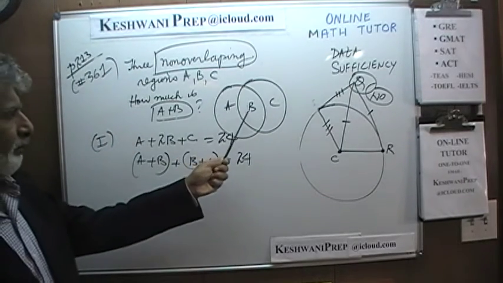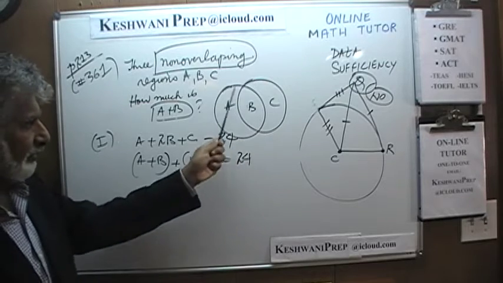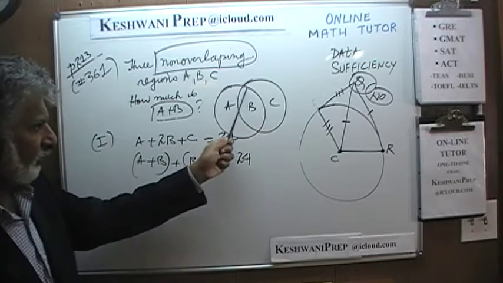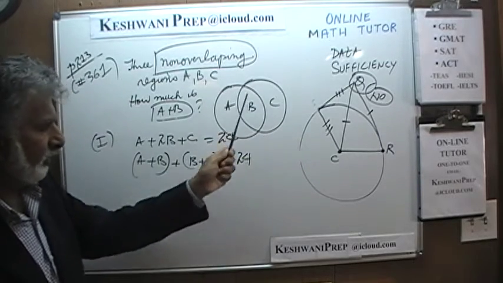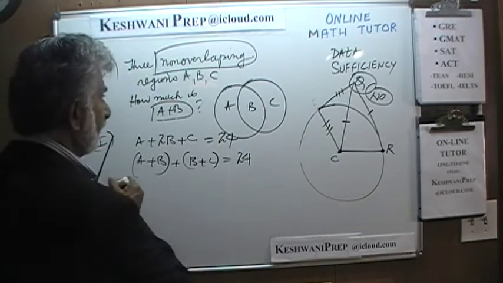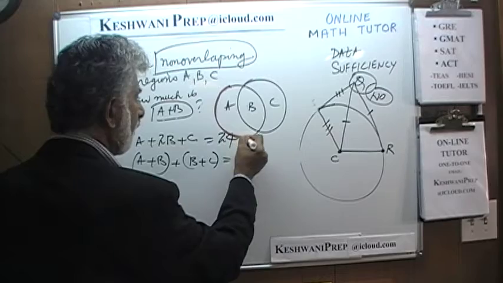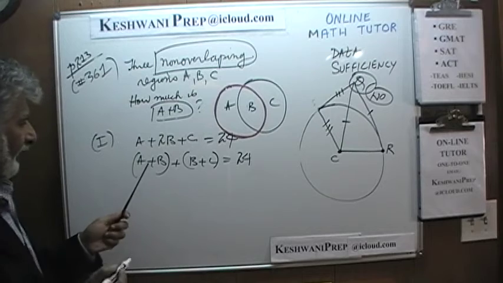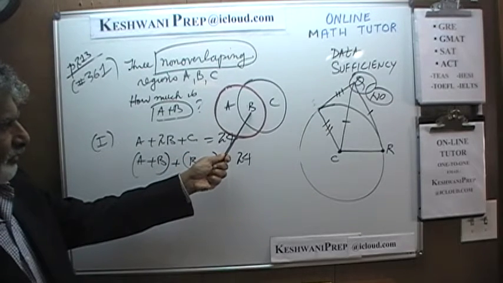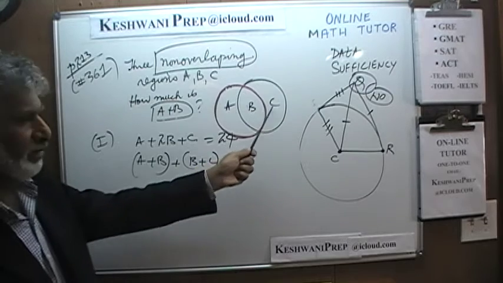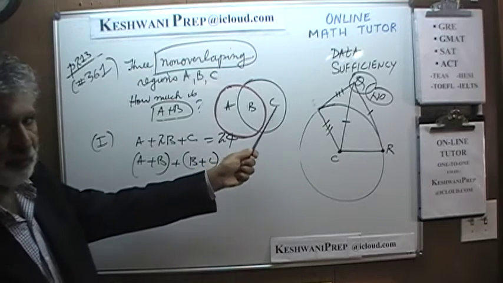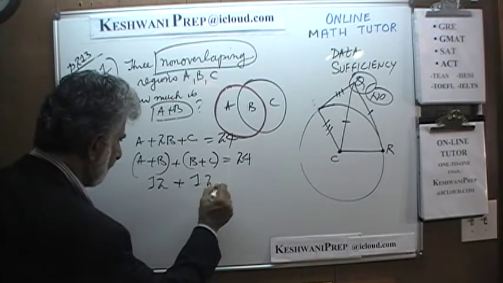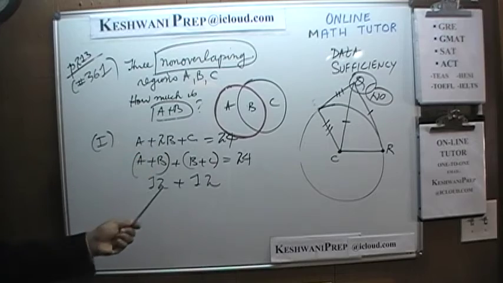Now, these two circles have equal area, which is why that information was very important, because this circle right here as a whole has the same area as the other circle. Therefore, A plus B, which is this plus this, has to equal B plus C. A plus B here equals B plus C. And therefore, if this sum is 24, then this must be 12, and this must be 12. And we are able to answer the question, how much is A plus B? A plus B is 12.